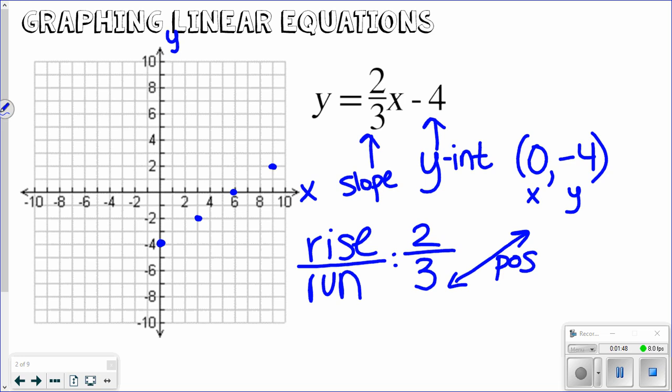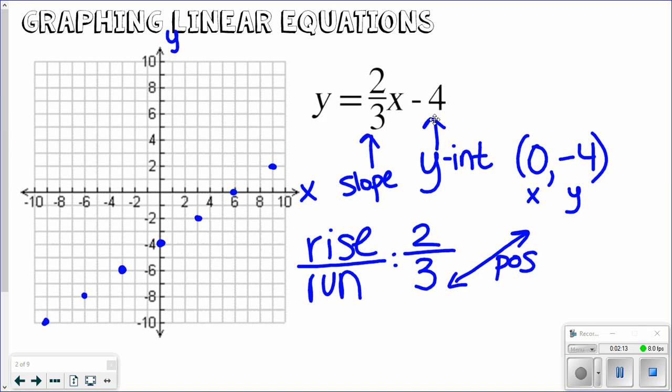Now, I want to put as many dots on this coordinate plane as possible. So back at my y-intercept, which is -4, I'm going to rise 2, but I'm going to go down 2 this time, and left 3, down 2, left 3, down 2, left 3.